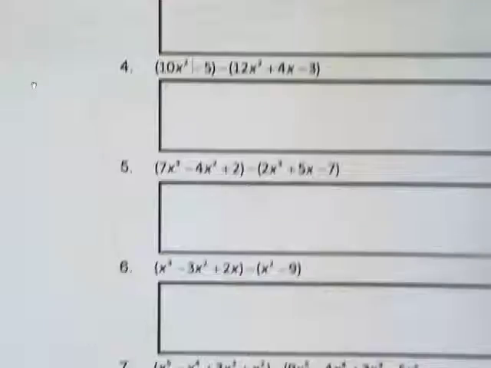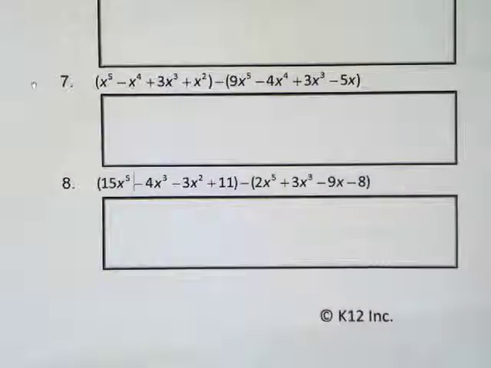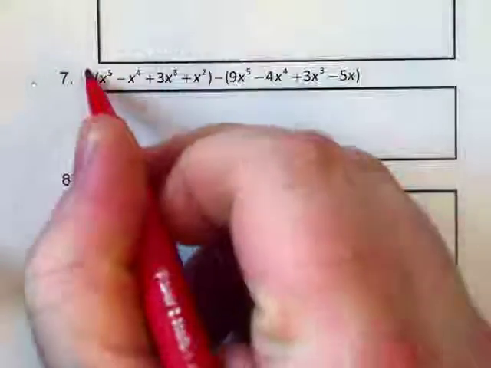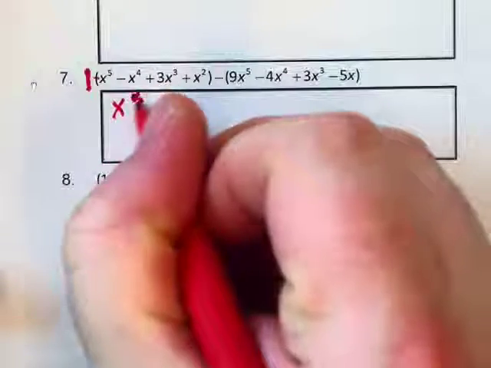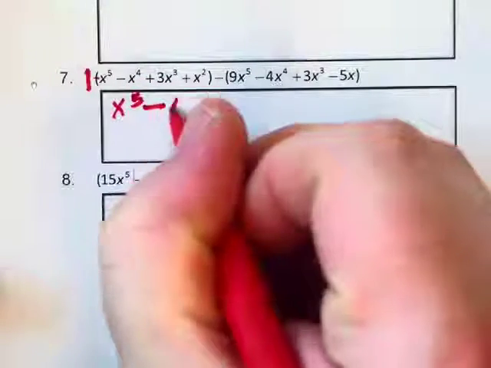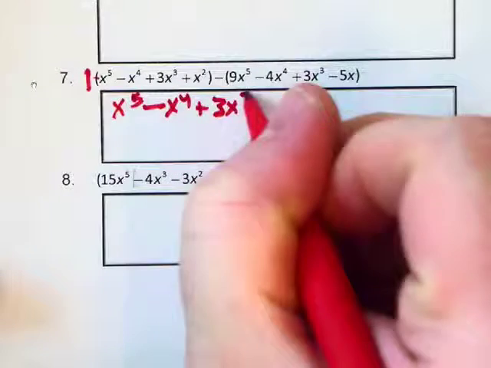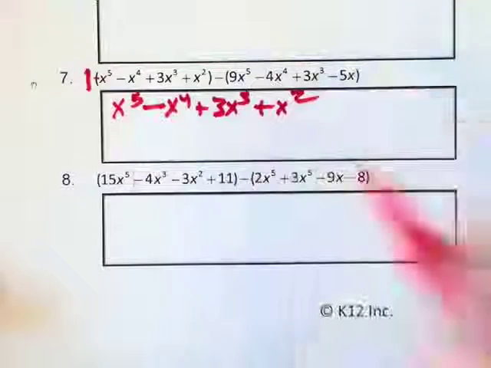Now, it gets a little more tricky. Like if I were to go down here, say to number 7. Okay, again, it's like a 1 up here. So 1 times x to the 5th is just x to the 5th minus x to the 4th plus 3x to the 3rd plus x squared.